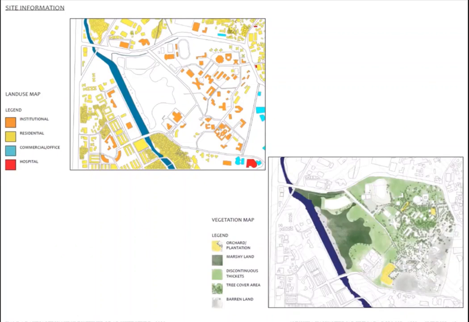The land use map was done to understand what are the typologies of buildings around the campus. It was noted there is a majority number of residential spaces around the campus. There are a few commercial spaces and hospitals on the southern edge of the campus. The vegetation map was studied to understand the different morphologies and vegetation species that are within the campus.